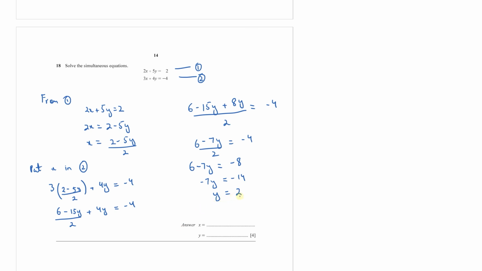And then I can use this value of y and substitute here to get the value of x. So x is given by (2 minus 5y) over 2. So y is 2, and then the whole thing divided by 2. This gives me x equals (2 minus 10) over 2, which is minus 8 over 2, which gives me minus 4. So your value of x is minus 4 and your value of y is 2.